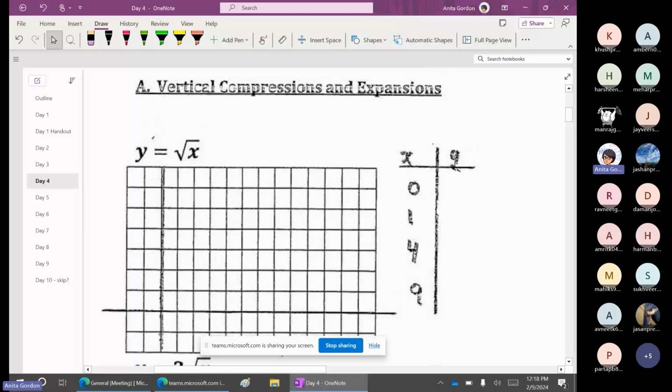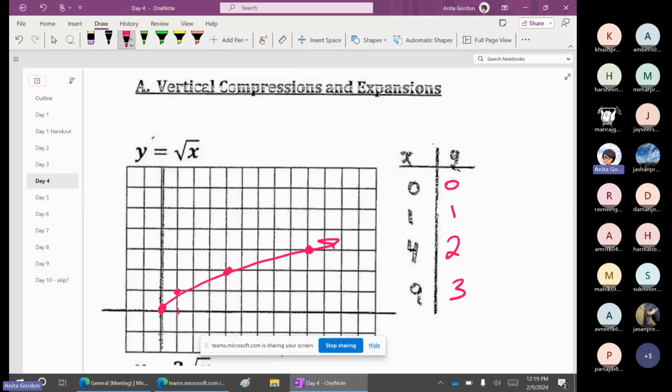This is one of the things we did on day one. The square root of x. Let's make a table of values for our key points. If x is 0, y is 0. If x is 1, 1. If x is 4, 2, and 9, 3. Beautiful. Let's graph those. 0, 0, 1, 1, 4, 2, and then 9, 3. There we go.